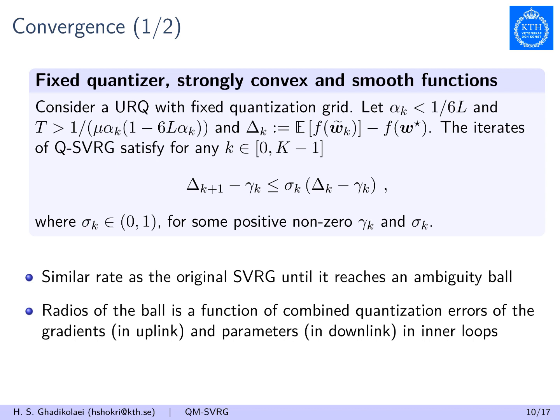So what does it mean? It means that we have a similar rate of convergence as original SVRG, so a linear rate of convergence determined by the sigma parameter, but instead of converging to the optimal point, we will converge to an uncertainty area whose radius is this gamma k. And this gamma k is actually, if you look at the paper, a function of the combined quantization errors of the gradients and parameters in the inner loops.